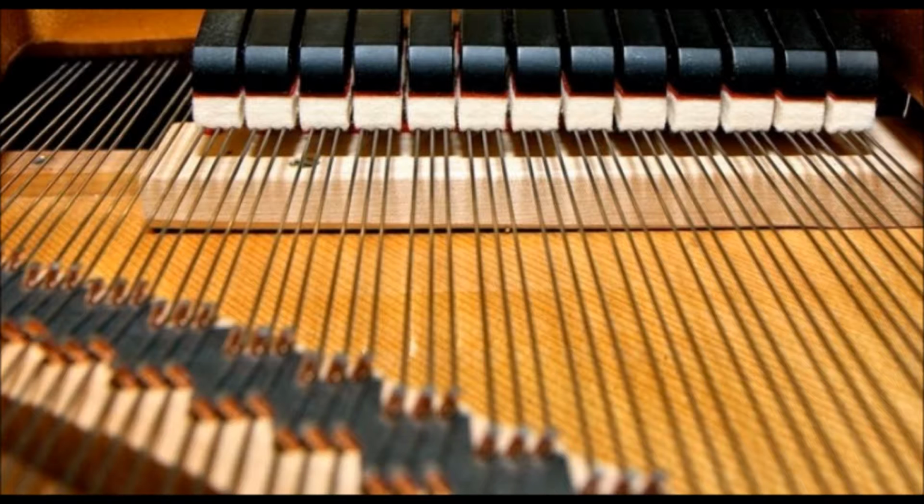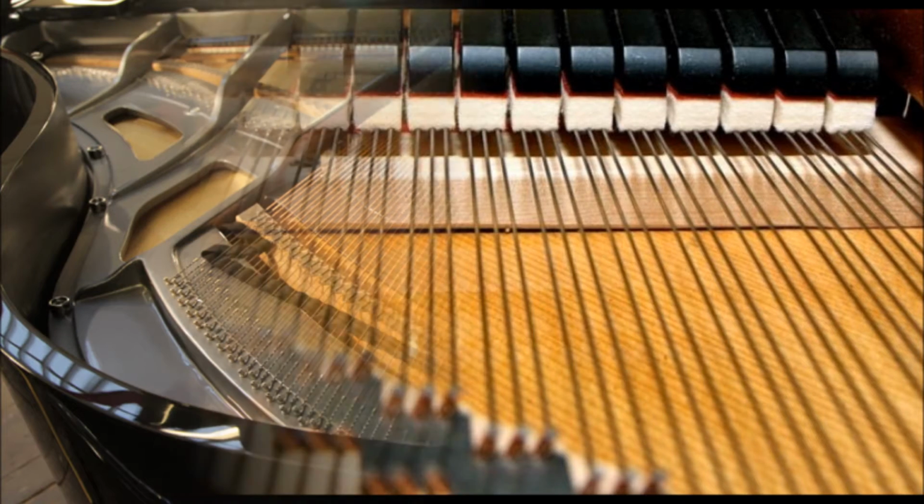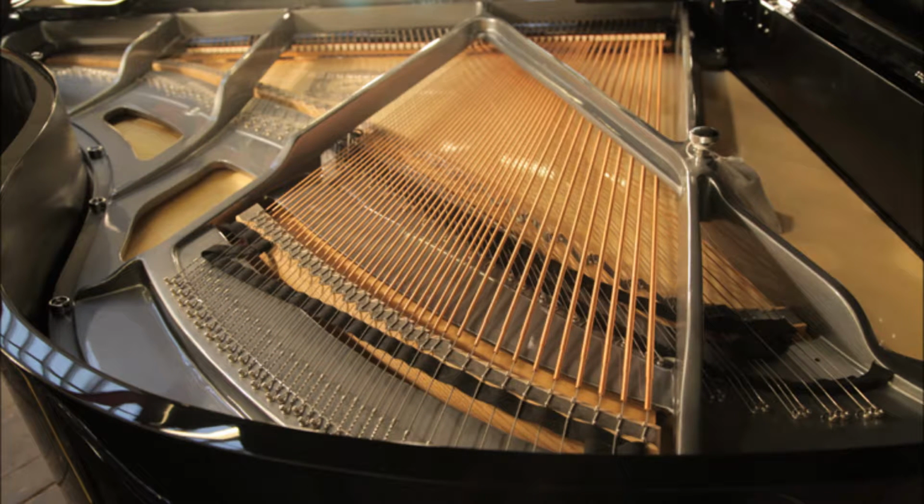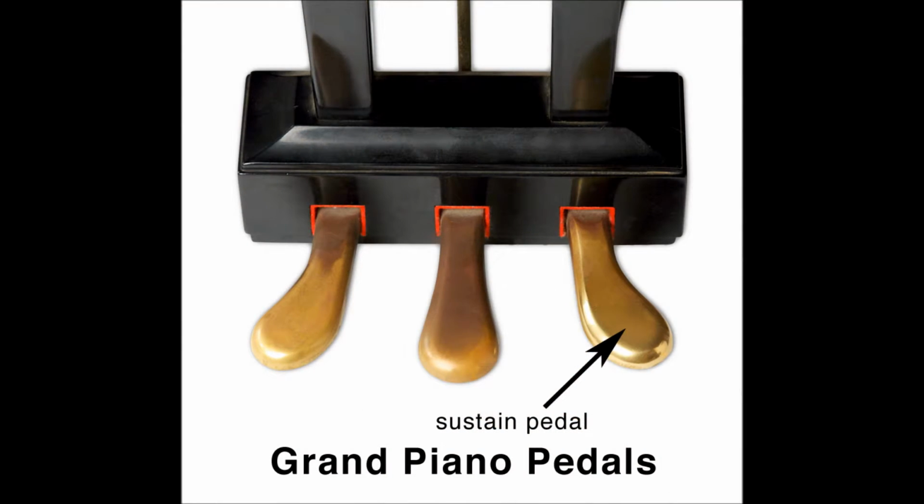Felt replaced leather on the hammers, producing a more rounded and a fuller tone. Strings became longer, stronger, and under increased tensions than previously. The body of the frame was constructed now of metal as opposed to wood to cope with these increased string tensions. And of course, the sustain pedal, the right pedal, and the soft pedal, sometimes known as the una corda pedal, were developed. The sustain pedal is a pedal that, when pressed, sustains all the strings on the piano by removing the felt dampers from the strings and allowing them to freely ring out.